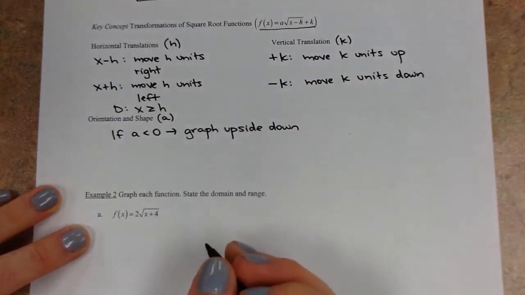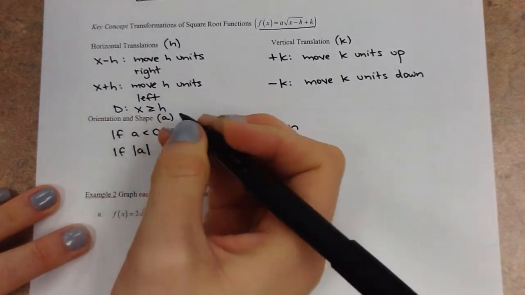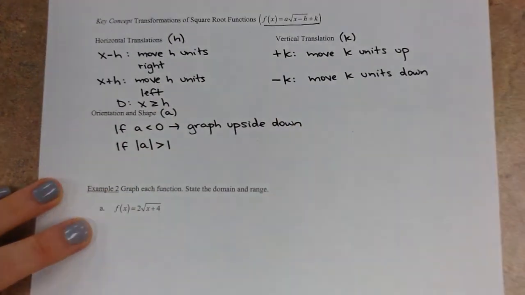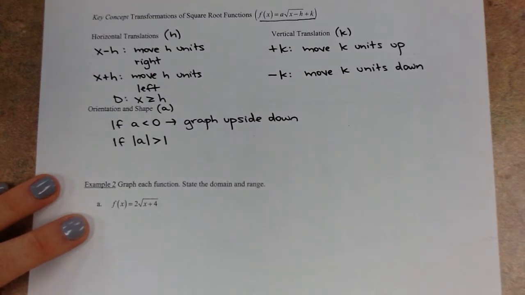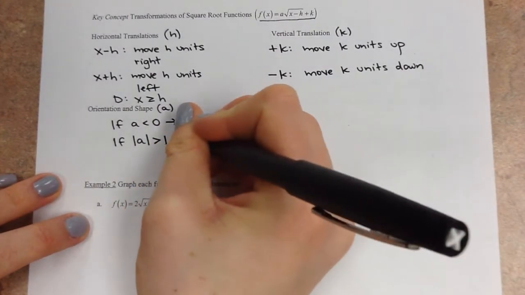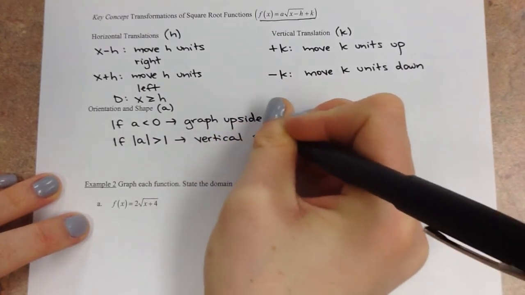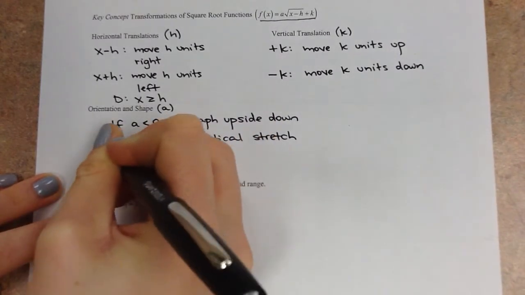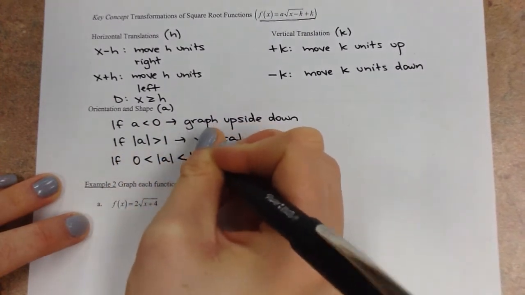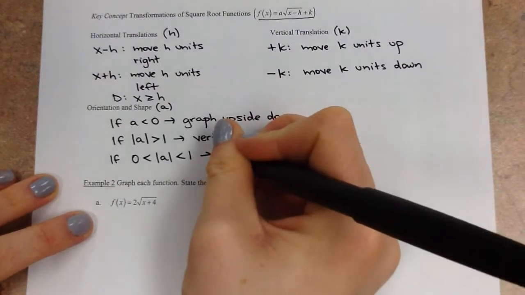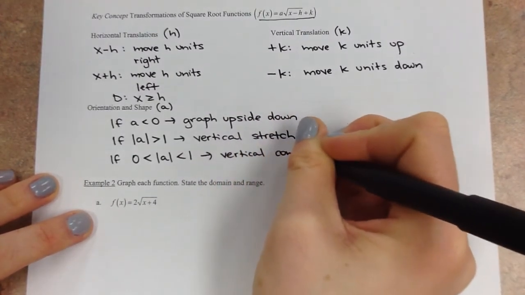And then we could also have some sort of stretch. So if we're going to say the absolute value of A is greater than 1, because it could be like a positive 2 or a negative 2. So if you've got a value bigger than 1 in front of the function, then it gets stretched vertically. And then if your value of A is somewhere between 0 and 1, like a fraction, then that's a vertical compression. And we've been dealing with these transformations with every type of function that we've looked at.